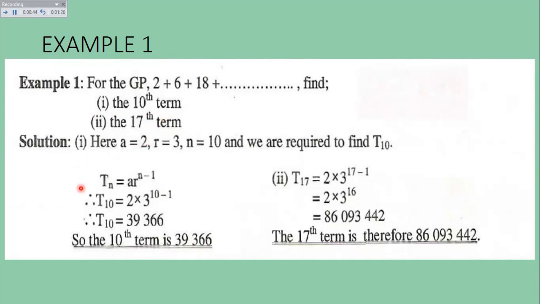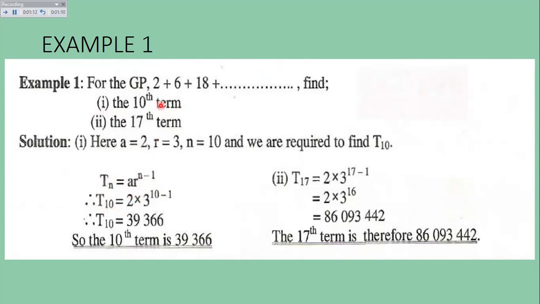So the general term is given there. Tn is equal to A R n minus 1. Since we are saying the 10th term, our n there is going to be 10. So T10 is the same as A times R n minus 1. What is n minus 1? It is just 9 there. So 10 minus 1 is 9.